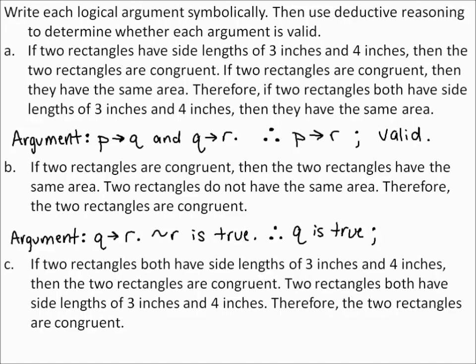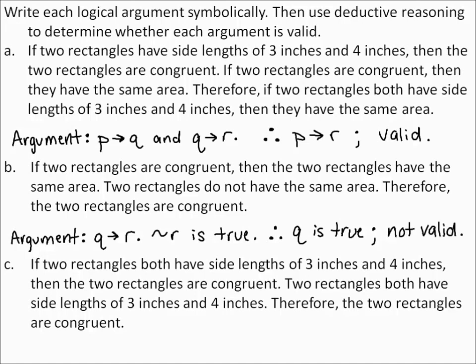Therefore, Q is true. If Q then R is a true statement. By the law of contrapositive, if not R is a true statement, then not Q is also a true statement. So the argument is not valid.